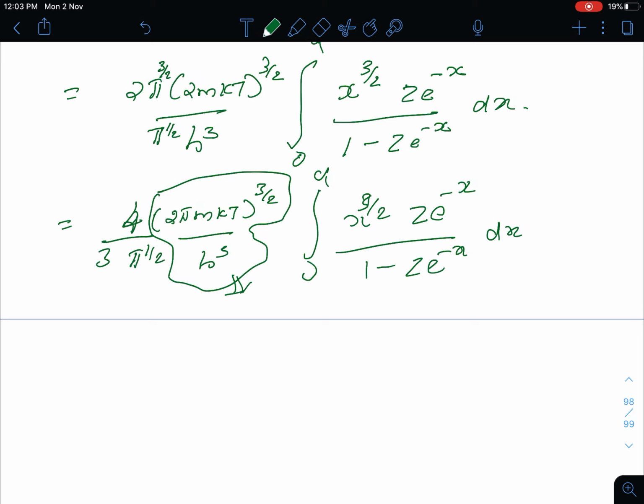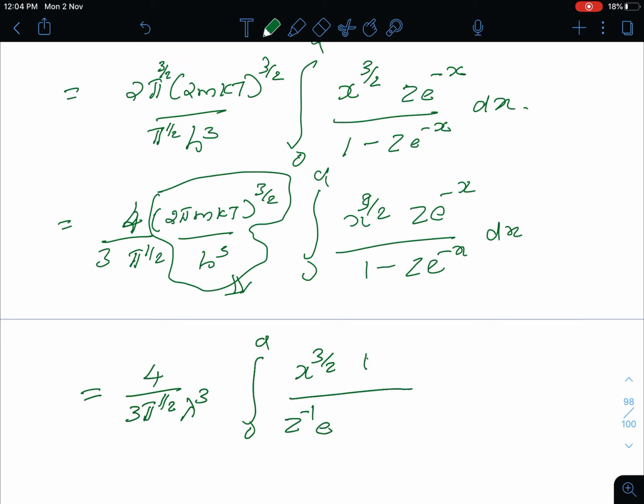So this becomes 4 by 3 pi raised to half lambda cube, integral 0 to infinity x raised to 3 by 2 z e raised to, okay, I'm dividing throughout by z e raised to minus x. So now it becomes 1 by z raised to minus 1 e raised to x minus 1 dx.